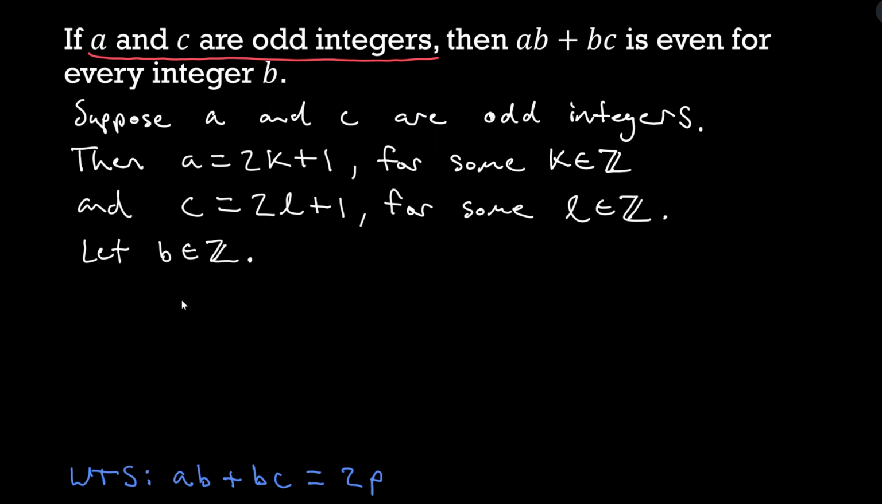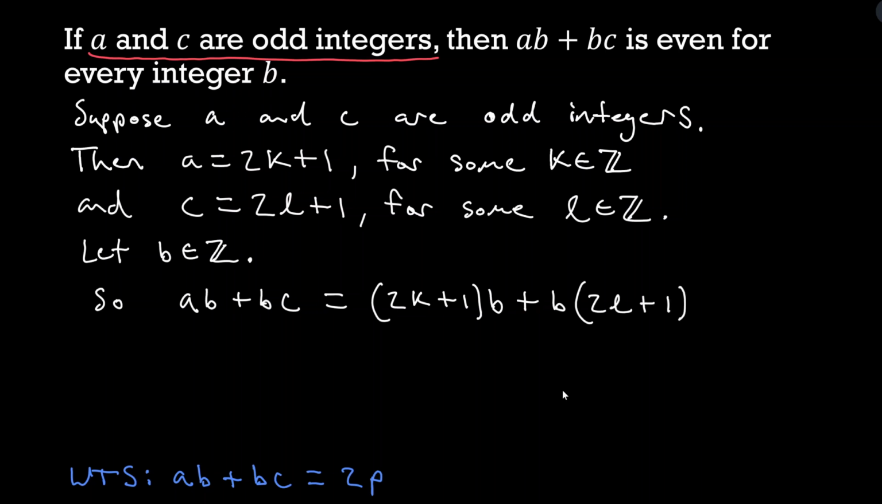Well, this is a times, let's see, what is a? 2k plus 1. Let's replace a and c with what they are in terms of k and l, right? So kind of consistent with what we've been doing. We'll leave b alone because all we know about b is that it's an integer, but we know a and c are odd. Let's use that. So 2k plus 1 times b, plus b times 2l plus 1. All right, and what we're trying to show is that this is all equal to 2 times an integer.